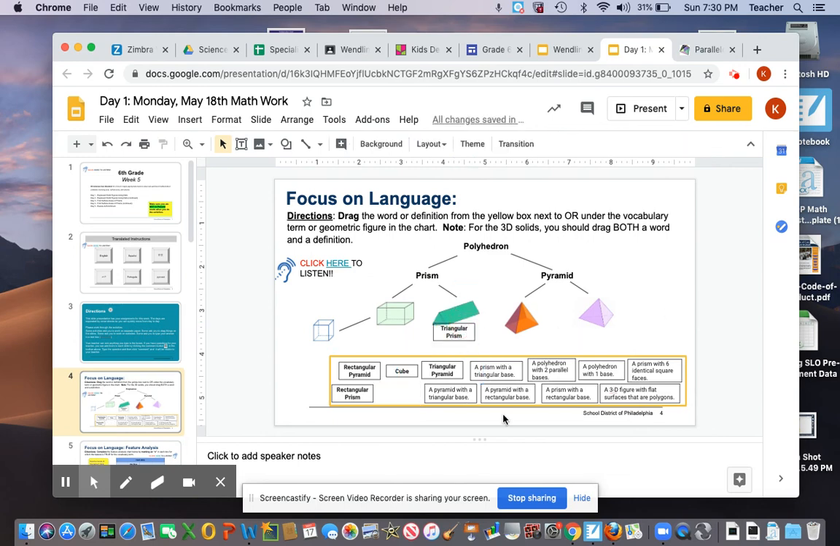And I also want to find the definition for that. So I know it has to be a prism. So it can't be this one, can't be this one. Oh, a prism with a triangular base. It's got to be this one. And I'm going to scooch it right there. Try to get it around the shape so I know which one you're talking about.